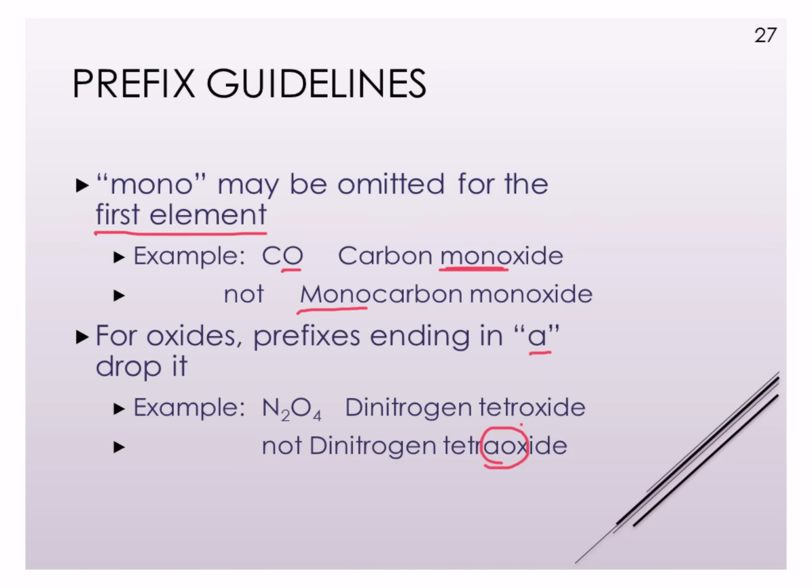So no prefix if the first element is only one of those. In any other case, we're always going to have a prefix for both of our atoms, so we know exactly how many of each type of atom are in that particular compound.